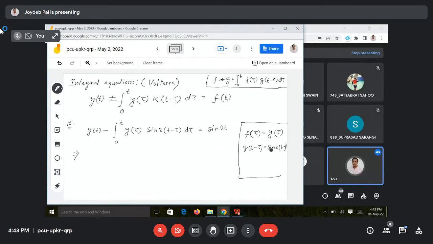I am comparing these two forms, right? Yes, sir. Therefore, what I will write is f star g, so f of t means y t, so y t star g t. What is g t? g of t minus tau is sin 2 into t minus tau, so you replace t minus tau by t, and it will be sin 2t.